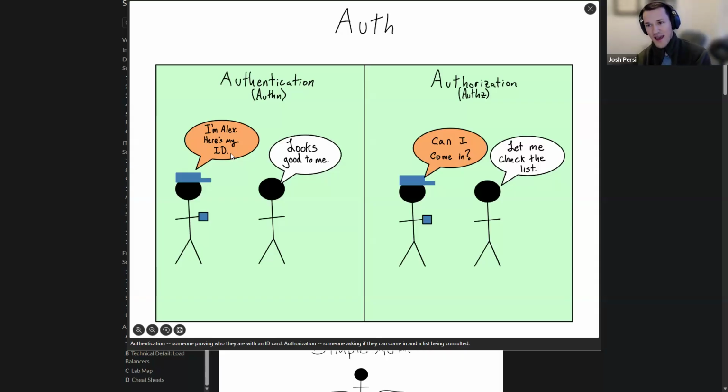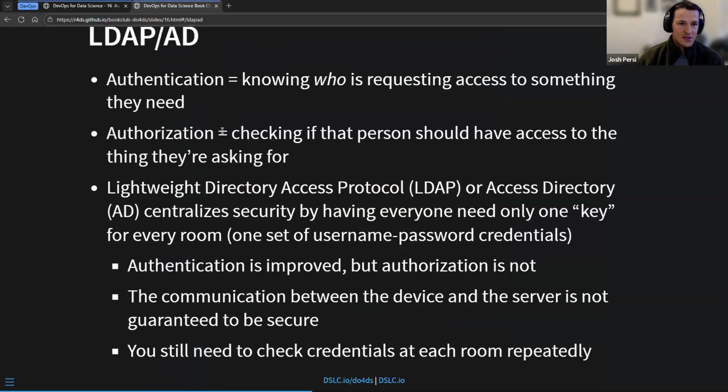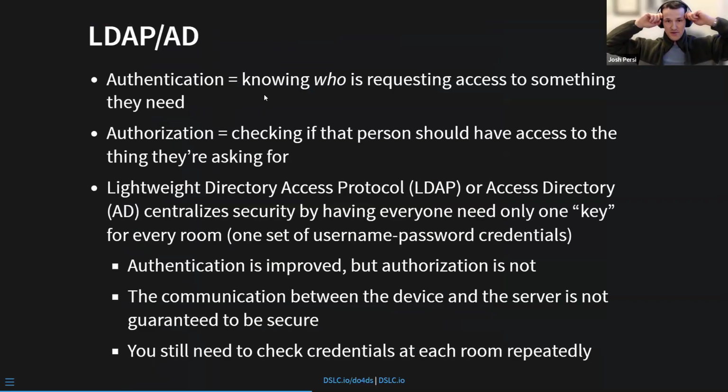So they know I am who I say I am. That concern is put to bed. But now they need to know, am I allowed into this room? And that's authorization. So they look into various channels depending on the technology in place. But they'll either say, yes, you're allowed, come on in, or no, you're not. Sorry, you can't come in. So it's a binary yes, no authorization. All right. So that's authorization and authentication.